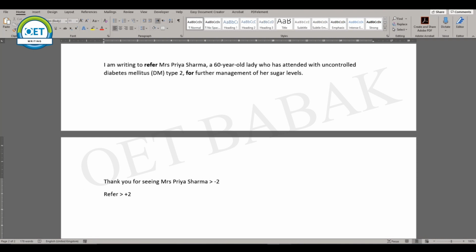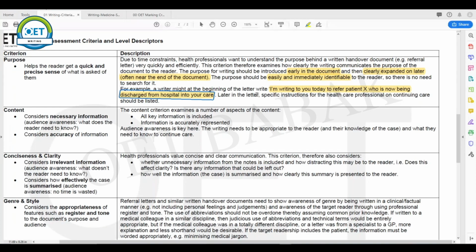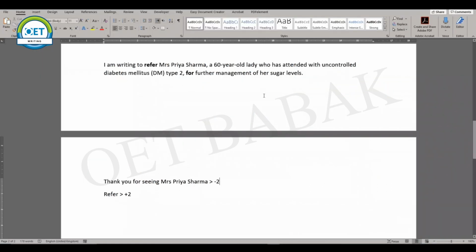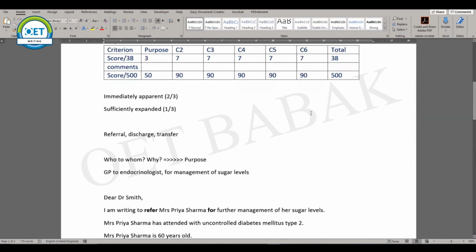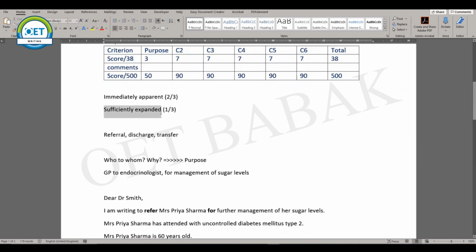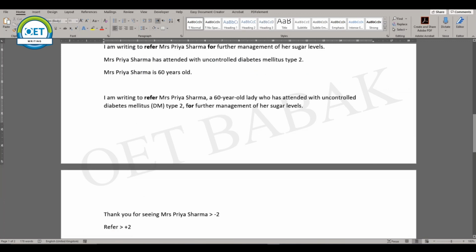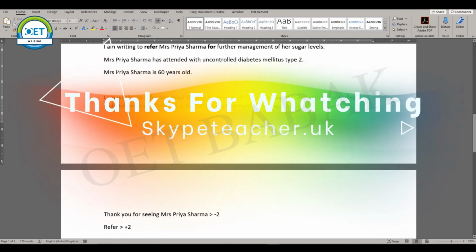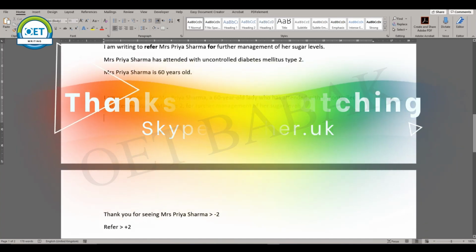Okay, right. So that is the first part, which is purpose. Okay. Now, are we finished with the purpose? No, we're not. Why? Because we had another part, sufficiently expanded. So there's another mark for sufficiently expanded. What does that mean? It means that we need to explain more about further management and of sugar levels. We need to explain more for uncontrolled diabetes.